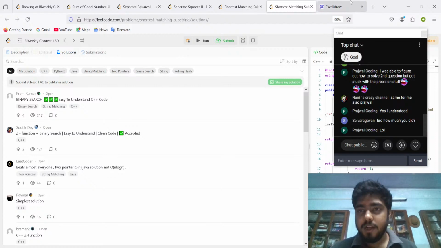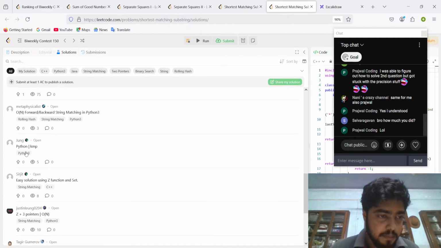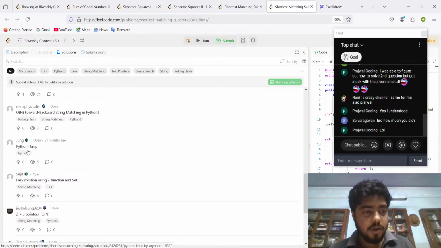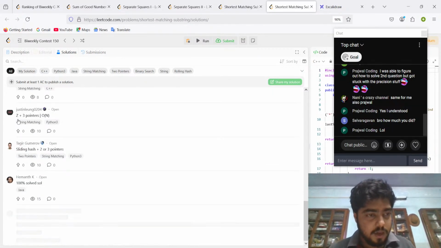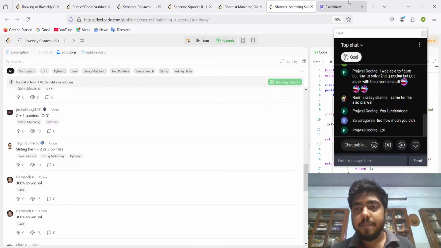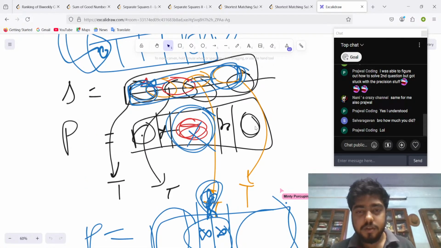And one more thing about pattern matching: obviously, you won't be using something very complex. You can use a Z function or KMP. Sorry, not k map, KMP. So you can go through the solutions. Yeah, three pointers. I think it is because of the fact that 1, 2, 3. That is this one. 1, 2, 3.